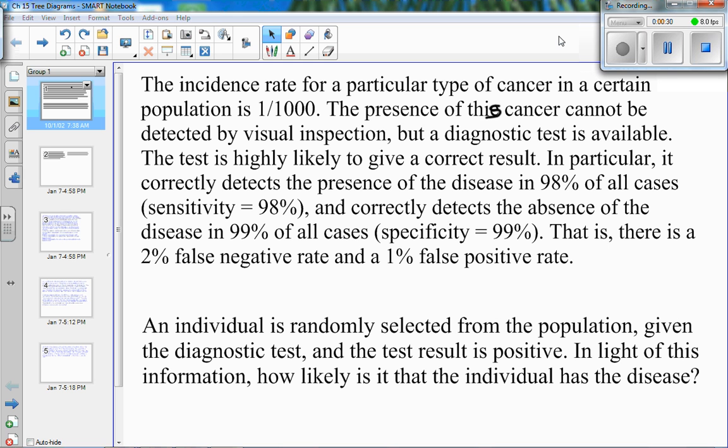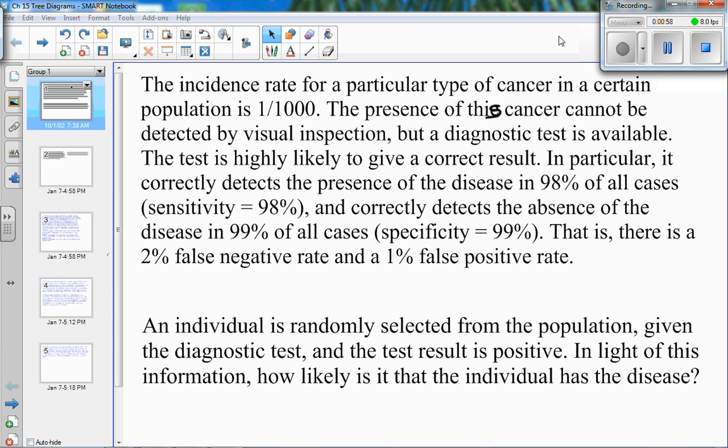Here's the problem. The incidence rate for a particular type of cancer in a certain population is 1 out of 1,000. The presence of this cancer cannot be detected by visual inspection, but a diagnostic test is available. So what this is saying is that if you picked a person at random from the population, the chance that they would have this disease would be 0.001, or 1 out of 1,000. Anyway, this diagnostic test is highly likely to give a correct result.